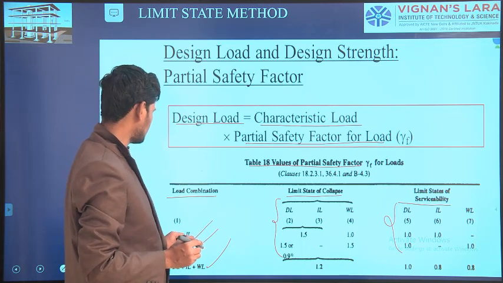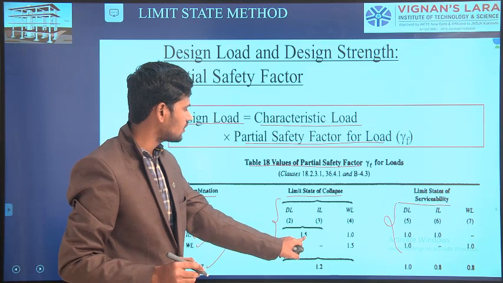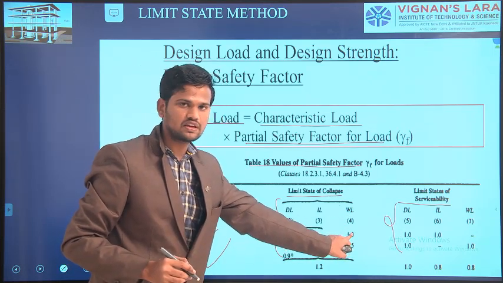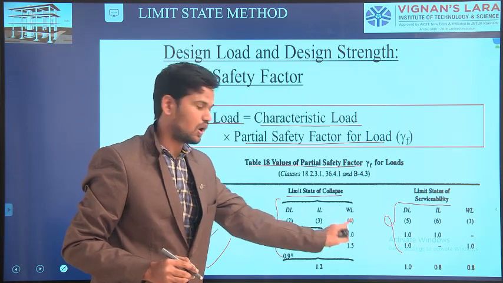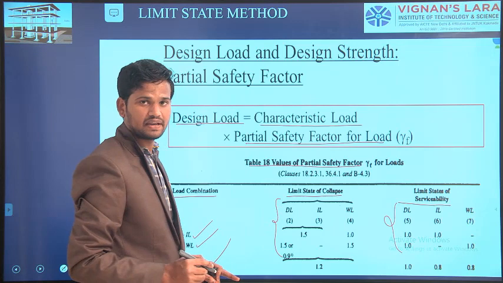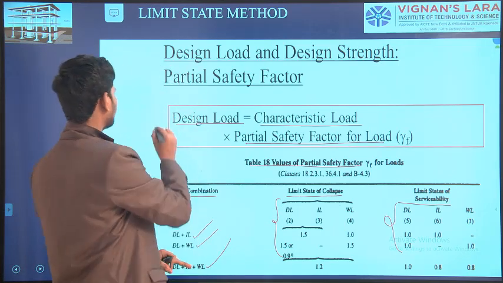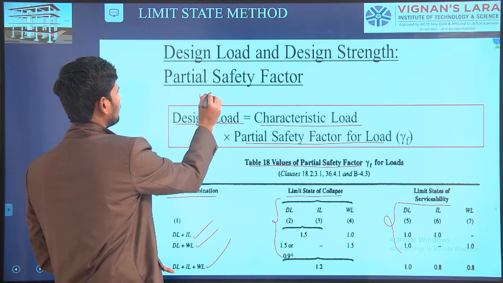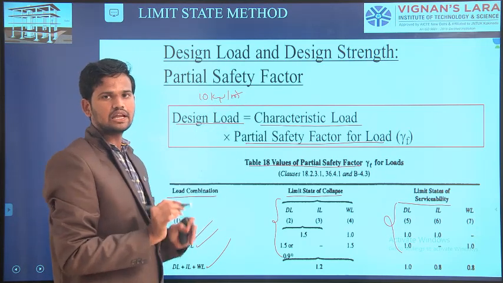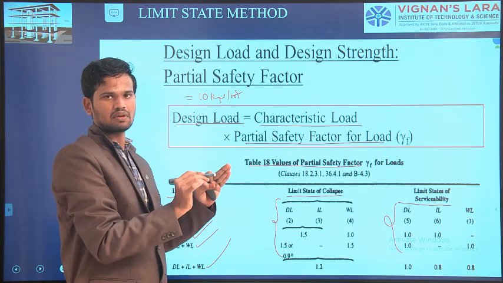If you see here, for dead load we are taking the partial safety factor as 1.5, and if you consider the wind load, the partial safety factor we are taking as 1. Again, suppose I am taking the dead load for a building as 10 kilonewton per mm square. Suppose it is acting on a building, the dead load I am taking as 10 kilonewton per mm square. Normally it is acting.